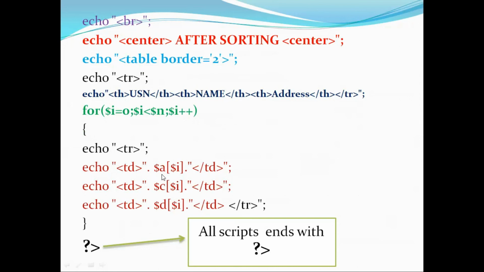Just look at that. First, I am printing this $A of $I, which takes the values of the USN of the respective sorted array. Then the respective sorted array element's name as well as the address. Likewise, we keep on printing the sorted elements using this loop. Once the condition becomes false, we exit from that loop. Then at the end we close the PHP script using the question mark greater than symbol.